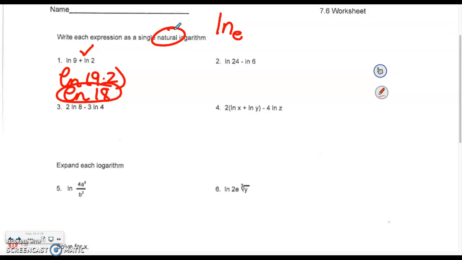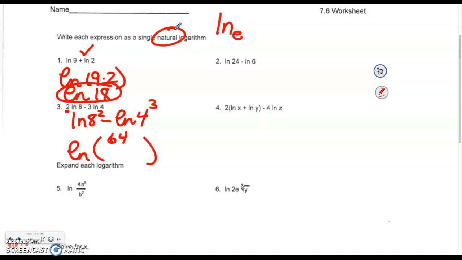Number 3, you have to condense it to one. My answer is the ln of stuff. To get the stuff, you have to get this guy tucked into the natural log. How does it go in? As an exponent. So that's ln 8 squared, or ln 64. Then it says minus ln 4 to the third. Powers come in. What does subtraction condense to? Division. 8 squared is 64. 4 times 4 is 16, times another 4 is also 64.